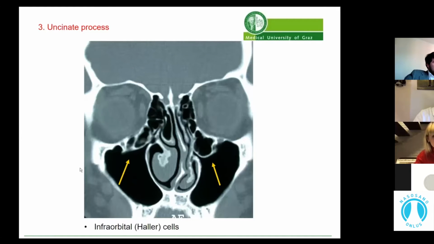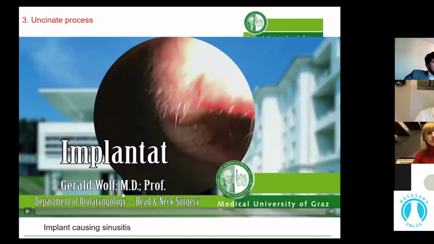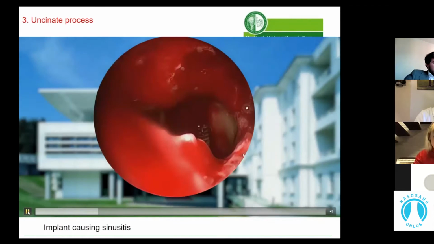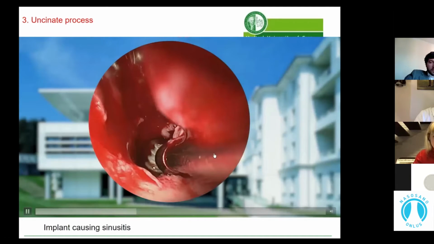Another example, Mariana was talking about that before, an infraorbital cell or hydrocele. This is something you can also find sometimes in maxillary sinuses. Here, a surgeon lost his tooth implant in the maxillary sinus.